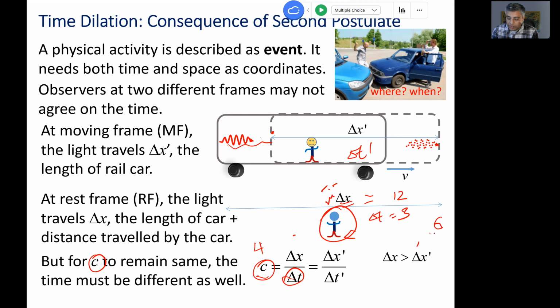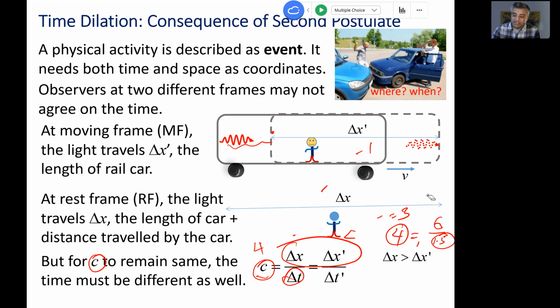And now if we want the result of this before, then delta t prime has to be what? It looks like 1.5 is going to give you that number, right? 6 divided by 1.5 is going to give you 4. So what does it mean? Since the distances are different, time has to be different as well.